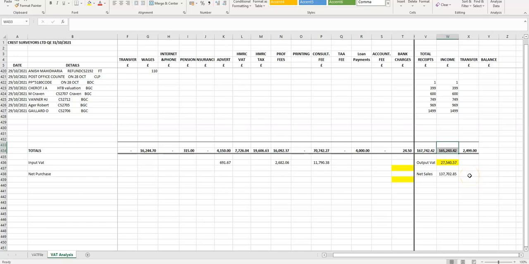So VAT is outside, inside, so you have to divide by 6, and that gives me the VAT. Output VAT is this. And we have to identify the net sales as well to complete the boxes. So how do we do that? We have the gross sales minus VAT, and that will give us the net sales. And once we have this one, that means we are ready to complete the boxes.